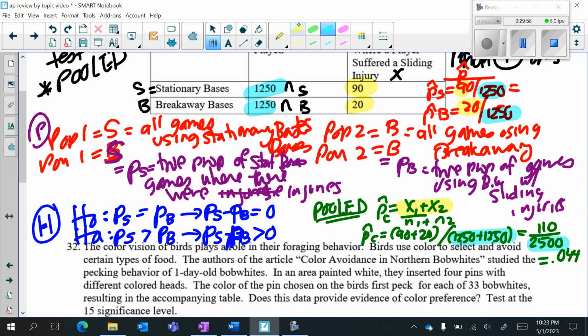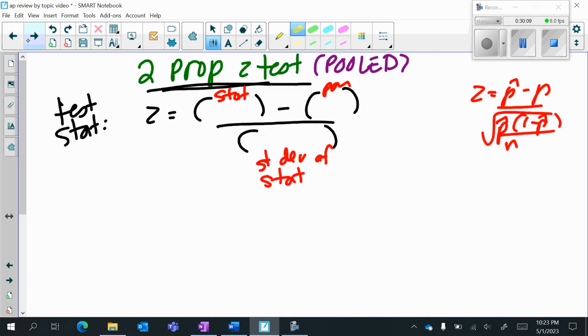So we end up getting 110 over 2500, which is 0.044. So that's going to be the full p hat that I use. I just created a new page here, and I'm just going to plug in the test statistic. Again, I'm going to skip a little bit ahead.